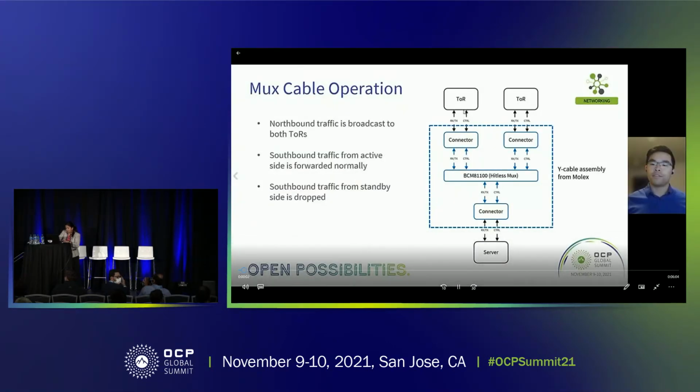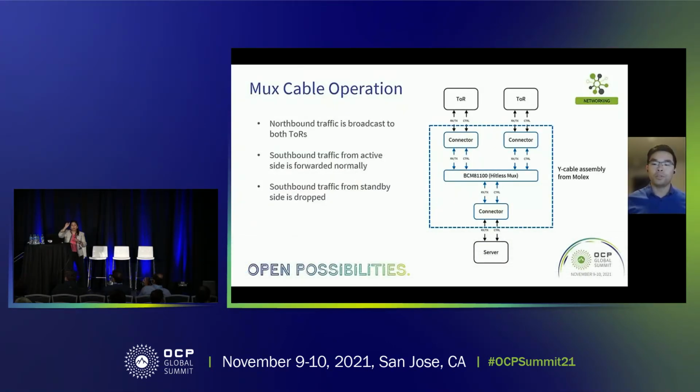The active standby configuration on the cable is used to determine which TOR is responsible for sending traffic to the server. Northbound traffic is broadcast to both TORs by the cable, but only southbound traffic from the active TOR is sent to the server. Southbound traffic from the standby TOR is dropped by the standby side of the cable. As you'll see in just a moment, this asymmetry is what allows for automatic switchover during failure scenarios.